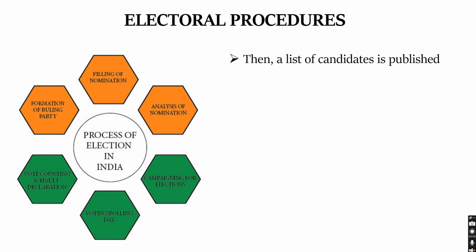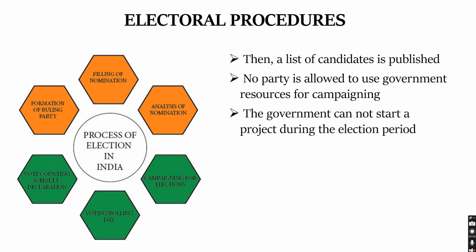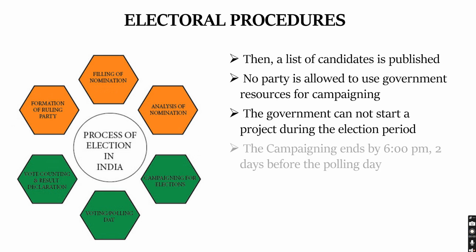Then there is a certain set of rules to be followed. Before campaigning for elections, the candidate should know these rules. No party is allowed to use government resources for campaigning. The government cannot start a project during the election period. Yes, they cannot start a project just before the election and use it in their campaign. No, this cannot happen. Campaigning ends by 6 p.m. 2 days before polling day or voting day.